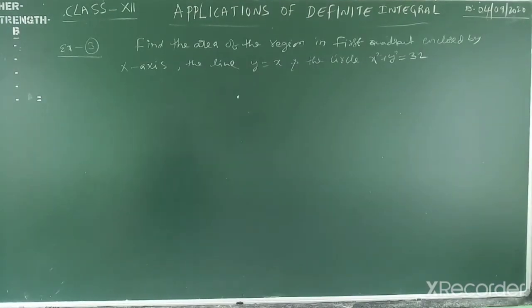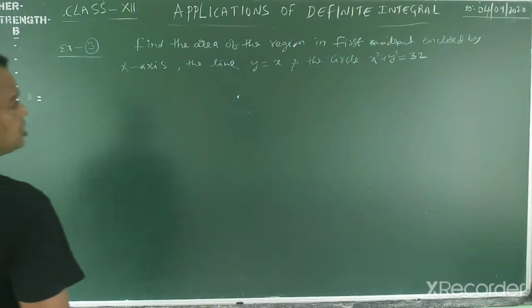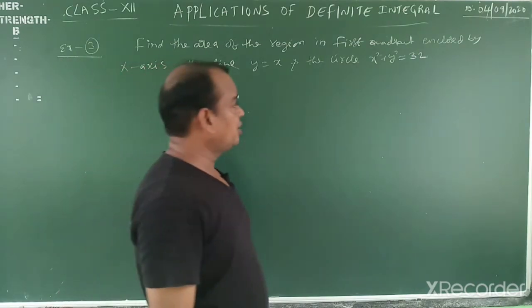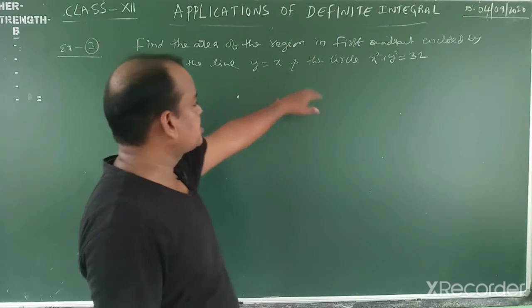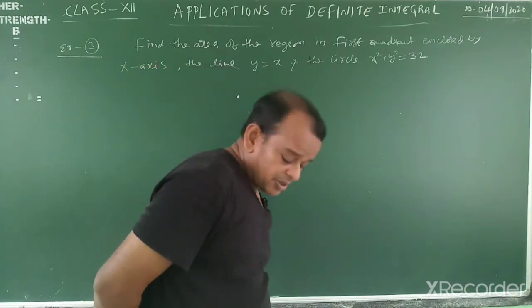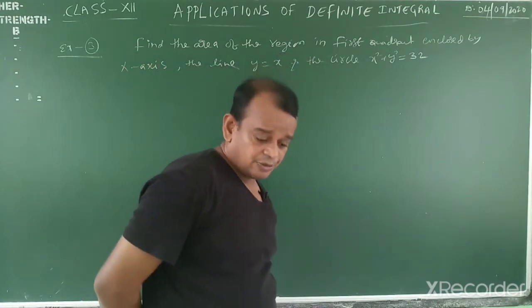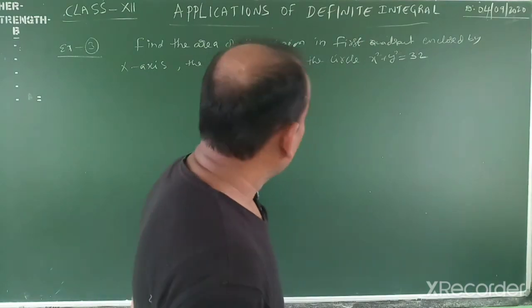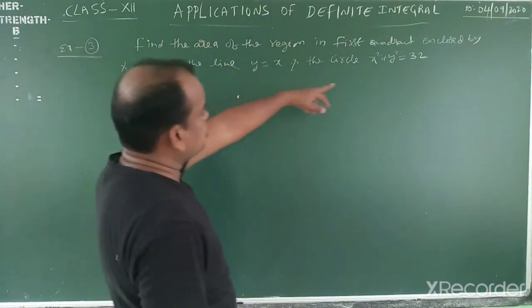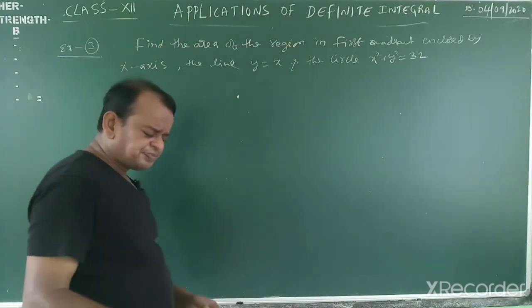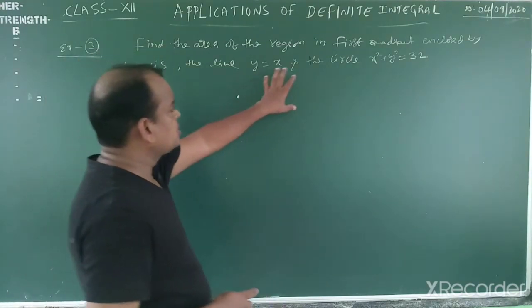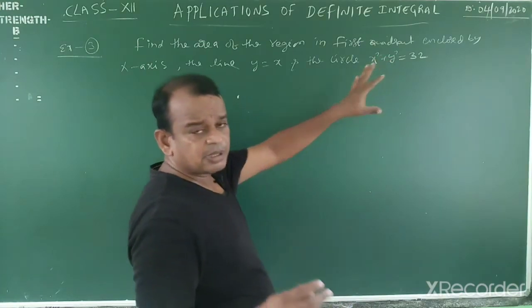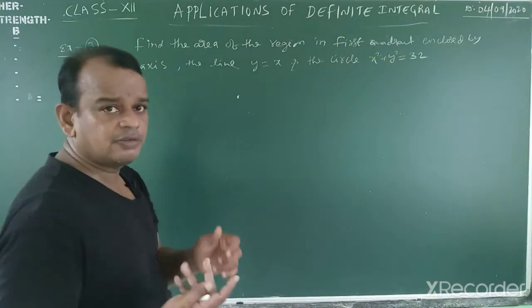Okay, my dear students, we are going to the next problem. Find the area of the region in the first quadrant enclosed by the x-axis, the line y is equal to x and the circle x square plus y square equal 32. Already I explained this before in the exercise problem. First we will find the region in the first quadrant only. Whenever two curves are given, whether a line or a curve, first we will find the point of intersection. After that we will proceed.